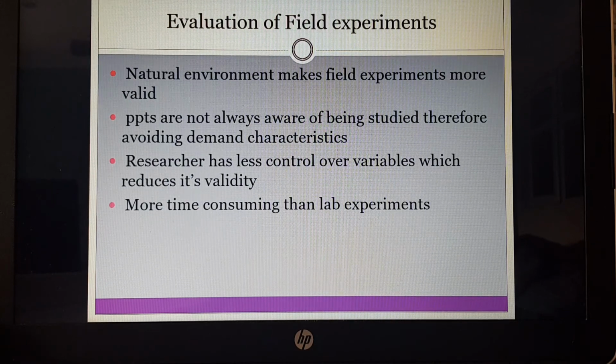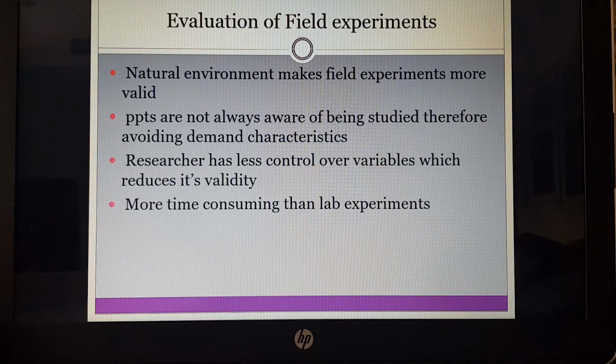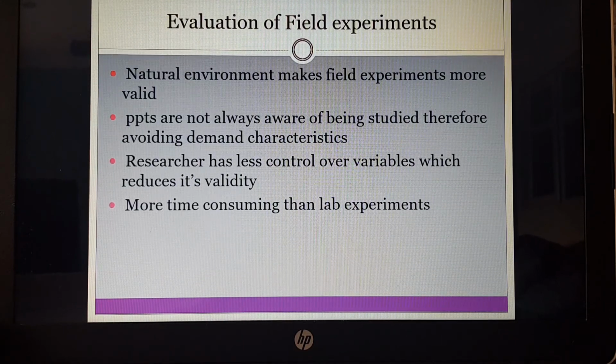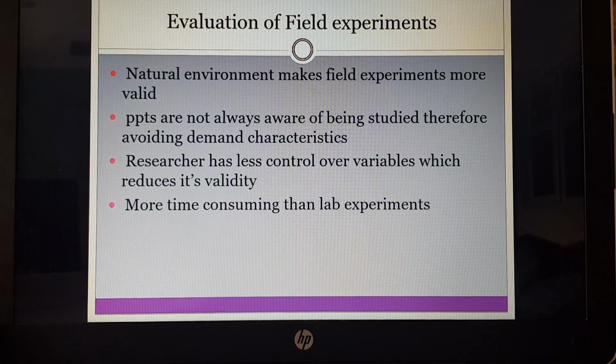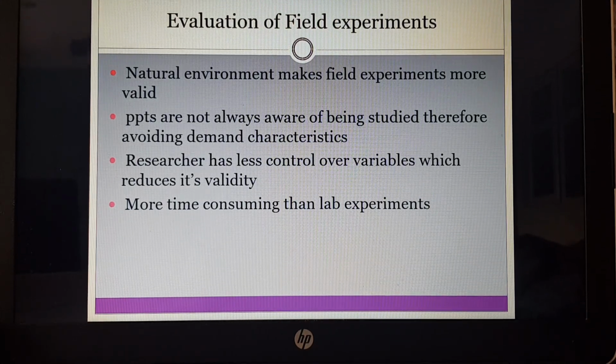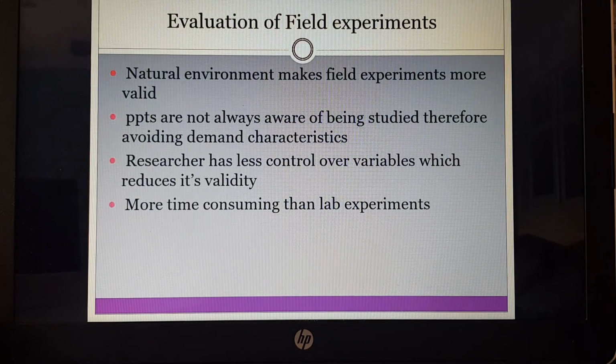Participants are not always aware, however, that they're being studied in a field experiment because they're in a natural environment, so they could be out shopping and be part of an experiment by a researcher. The one thing it does obviously avoid is demand characteristics. If they're not aware, then there's no chance of them guessing or changing their behaviour.